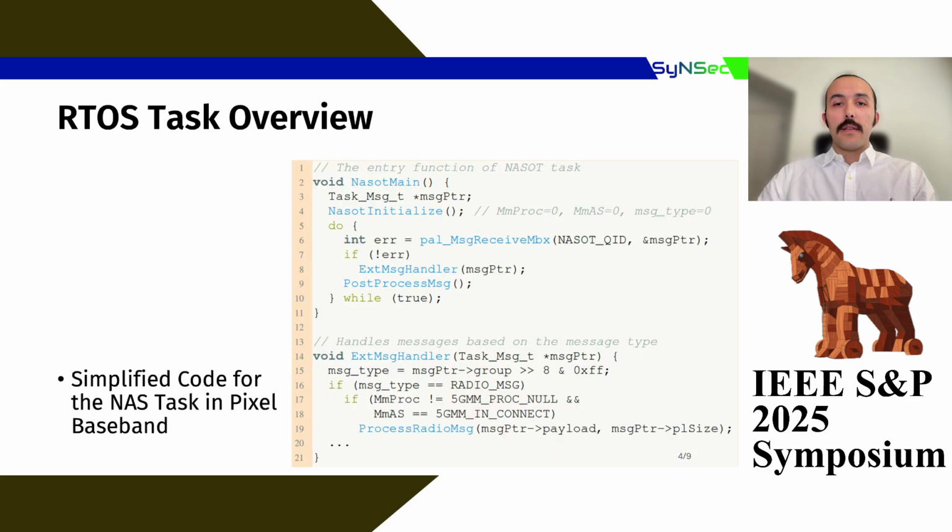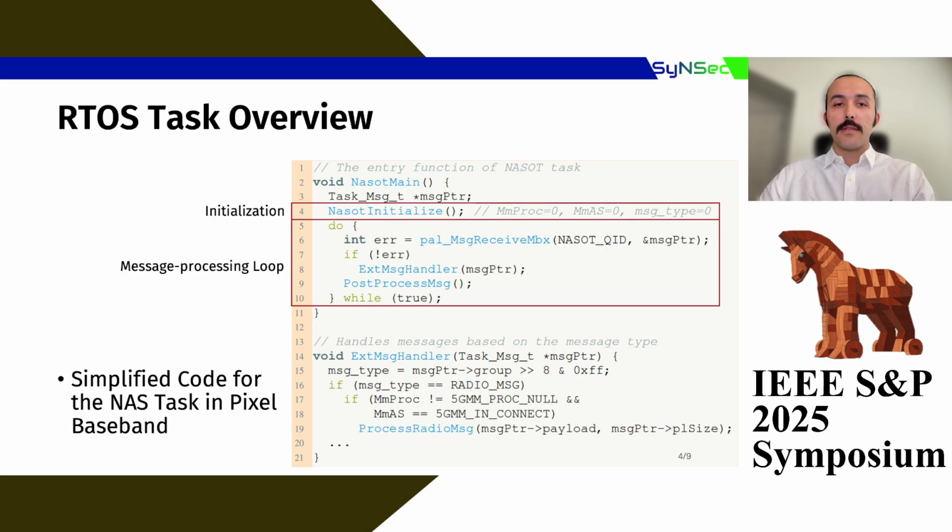Here is a simplified example which is reverse engineered from a Samsung Shannon baseband. It starts with some initialization code and then enters a loop to process messages. At line 17 and 18, the input is rejected because mmpros and mmas don't satisfy the check. In this toy example, there are just two state variables, but in real firmware, reaching line 19 requires setting 10 or more. So we need to find these state variables and the right values for them.